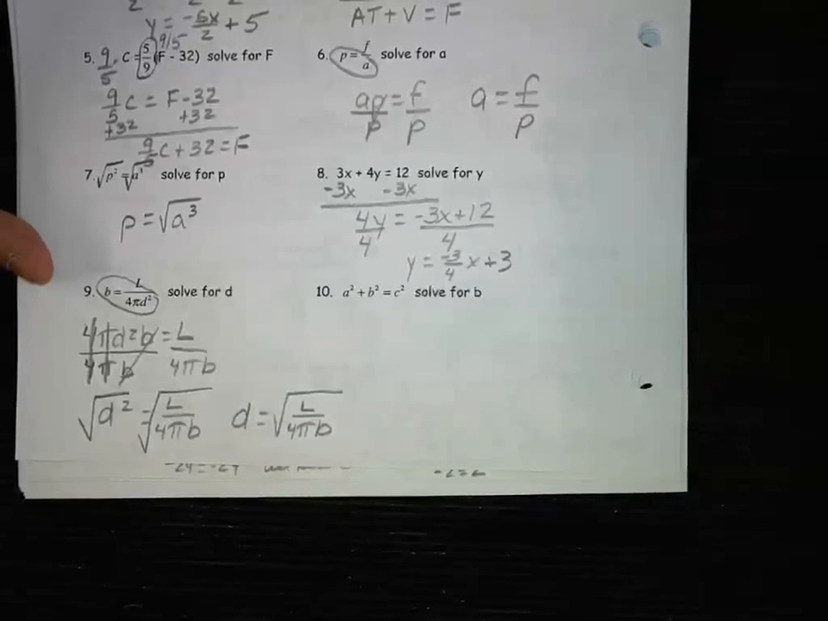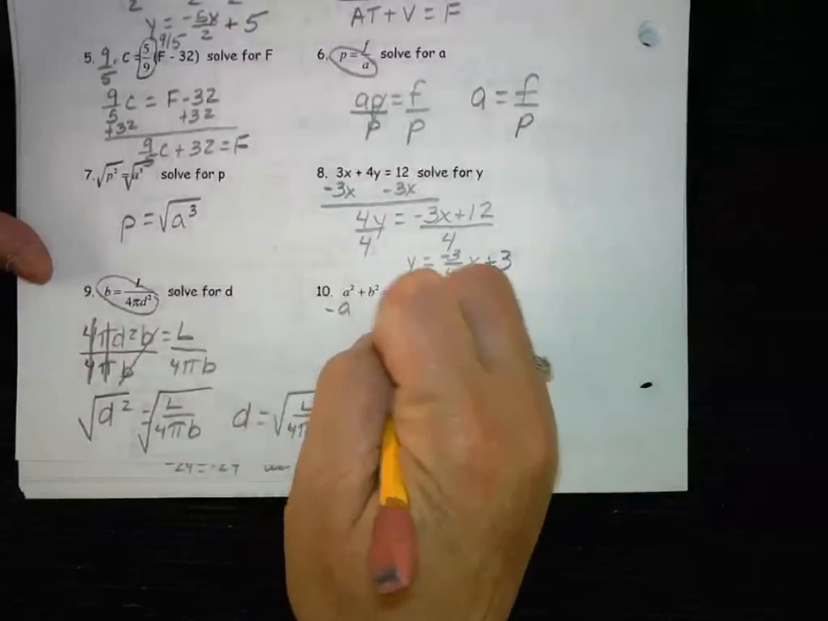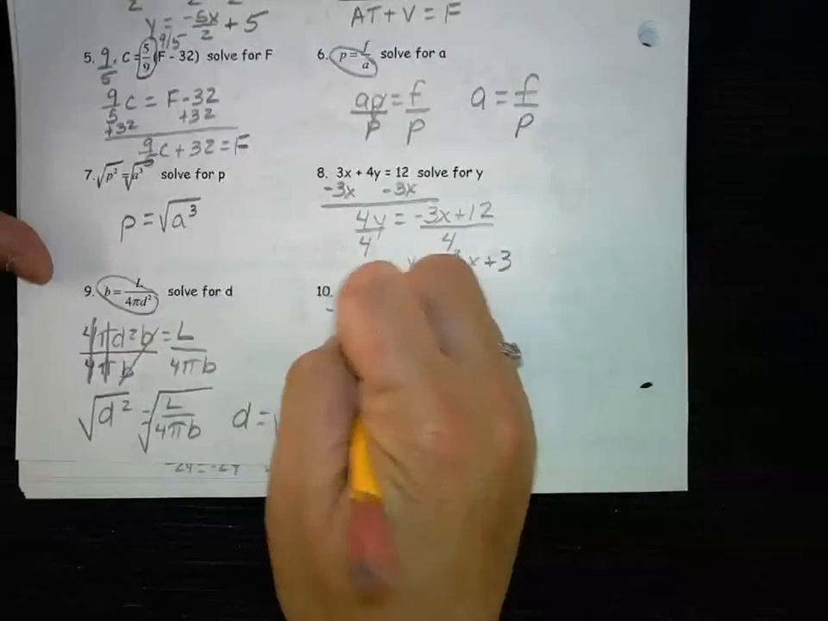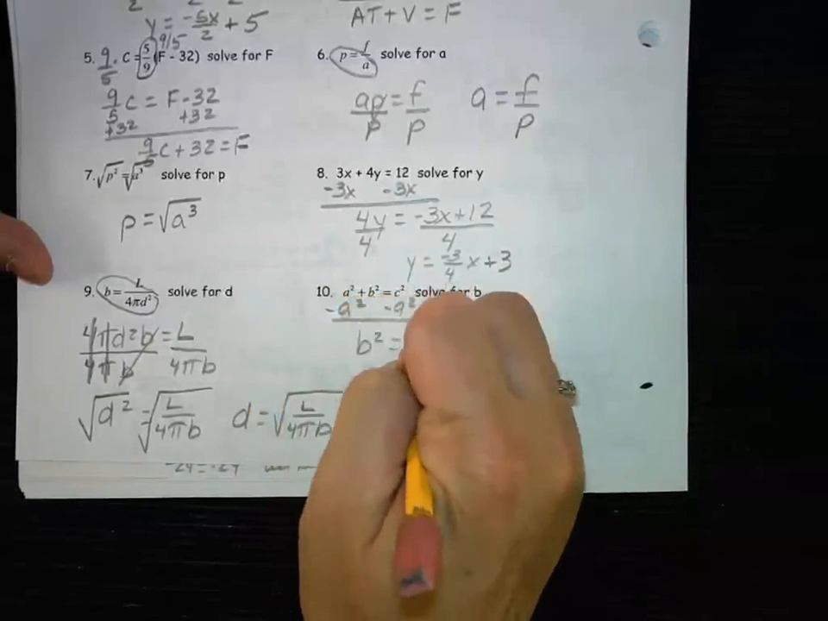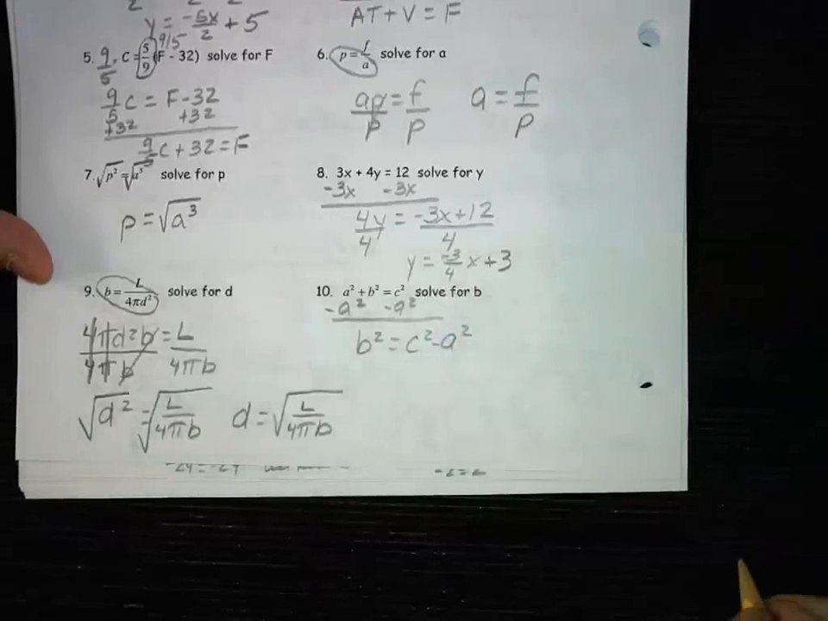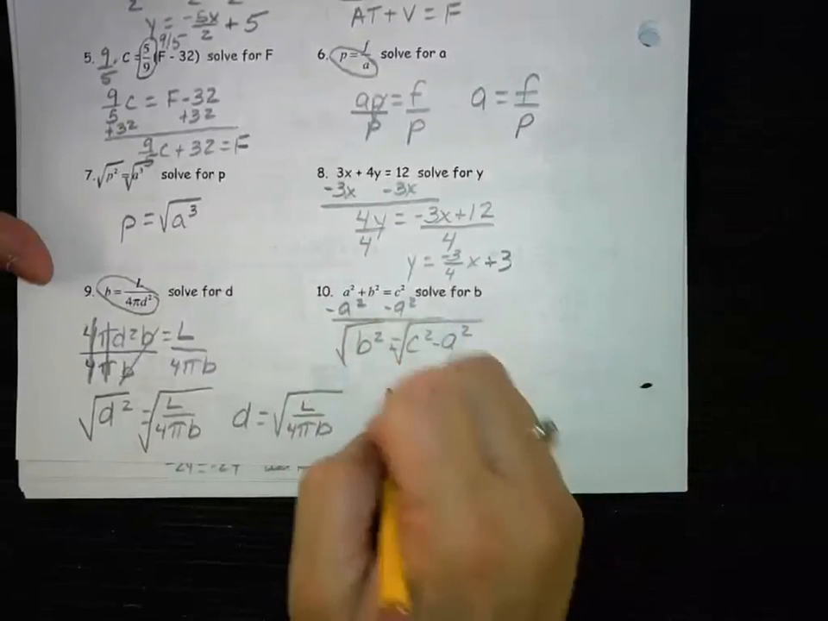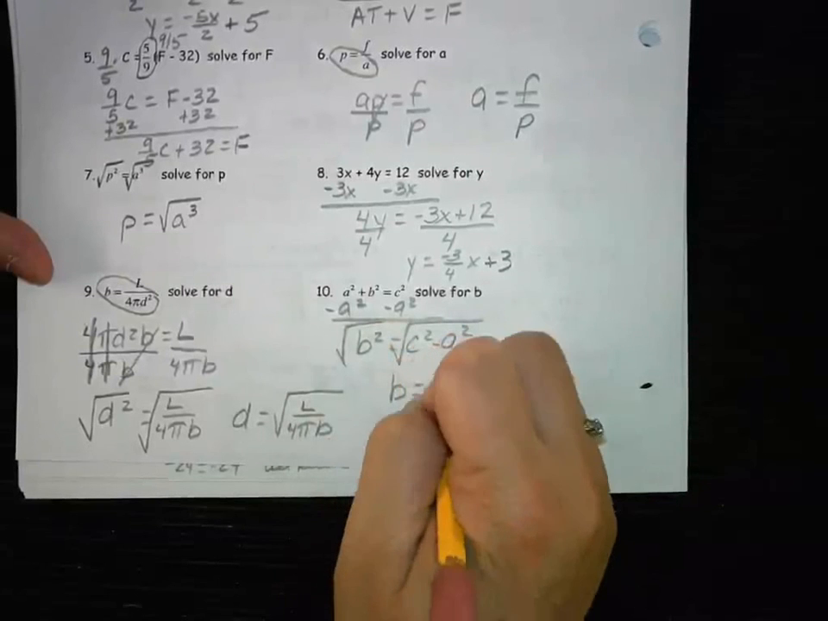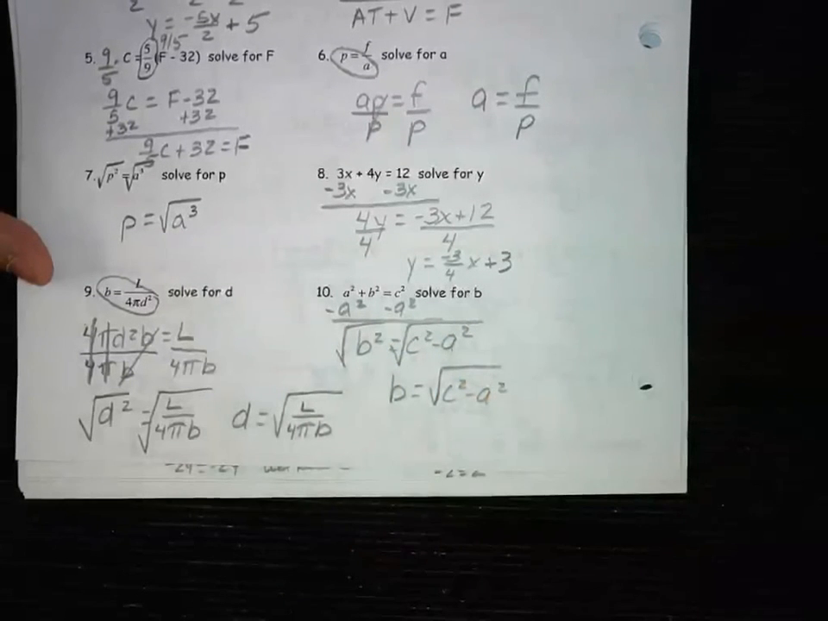And number 10, solving for b, I am going to first of all subtract a squared from both sides, and that becomes b squared equals c squared minus a squared. And then to undo that, you take the square root, and you have the square root of c squared minus a squared.